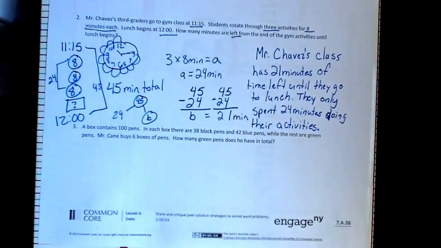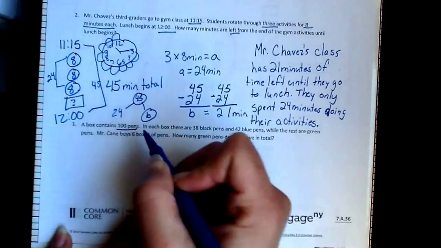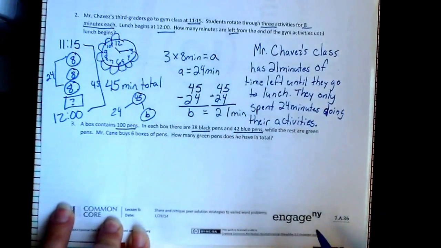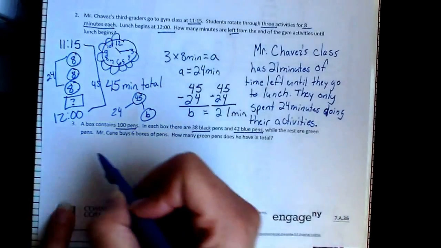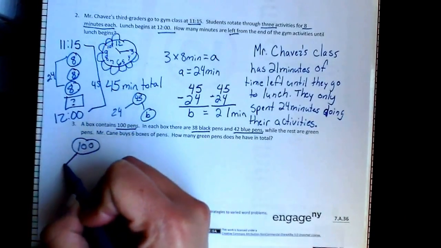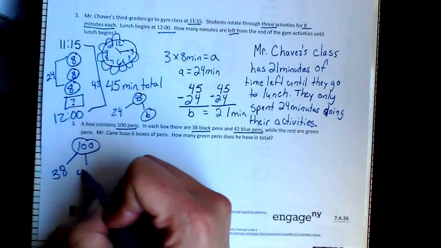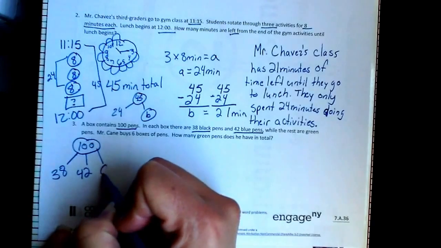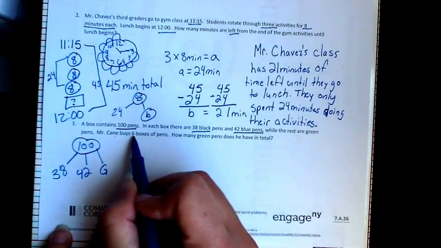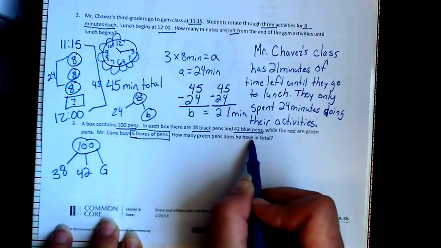All right, good. Let's look at question number 3. A box contains 100 pens. In each box, there are 38 black pens and 42 blue pens, while the rest of them are green. Ooh, let's see, so I have 100 pens altogether. 38 are black, 42 are blue, and the rest are green. Mr. Kane buys 6 boxes of pens. How many green pens does he have in total?